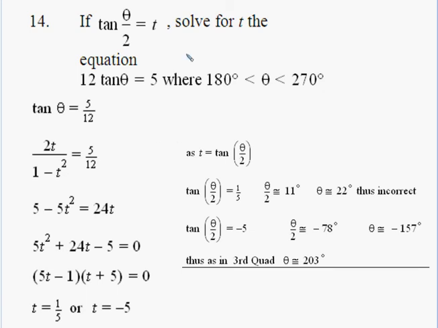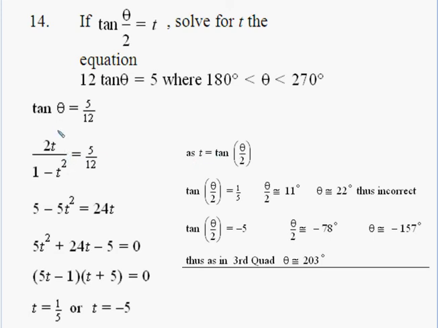14 though, we're solving an equation here. So again, we're going to use tan theta on 2 as t, solve for t in this equation, and then you're able to see what the angles would be. 12 tan theta is equal to 5, so tan theta is equal to 5 on 12. So if we solve, we can use this equation, solve it for t first, and then get back to solving it for theta on 2.